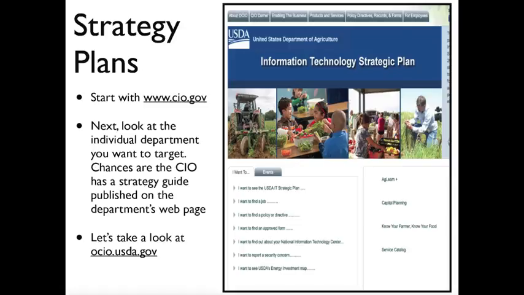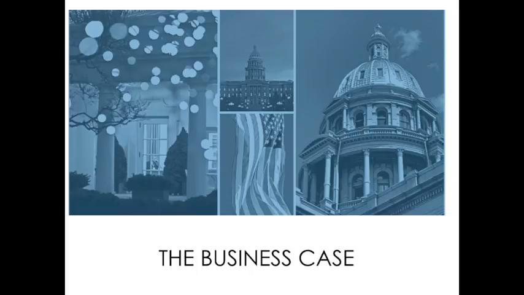We're now going to look at the business case. So let's just take a quick recap of where we've been. We started out with the budget. There are 2 really important sets of numbers, DME and O&M. We then began looking at the strategy plans to get an understanding of what our potential customers are thinking, what's important to them. Now we're going to look at the business case.